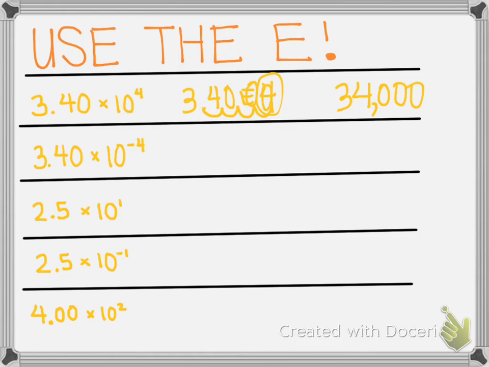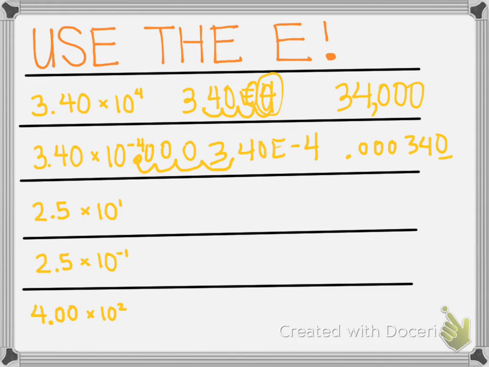The next one, 3.40 times 10 to the negative fourth, is the same thing as 3.40 E negative 4. Because that exponent is negative, it means we're going to be making a smaller number and moving the decimal to the left 4 spots. So 1, 2, 3, 4. So this number is actually 0.000340. Okay? We need to make sure the sig figs stay the same. So this last 0 is pretty important because that keeps it at 3 sig figs.